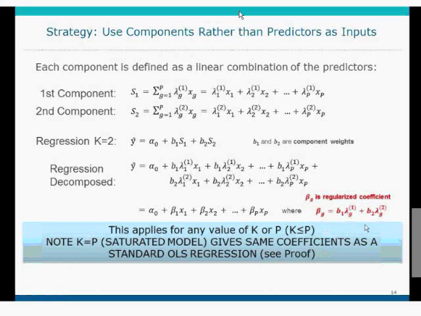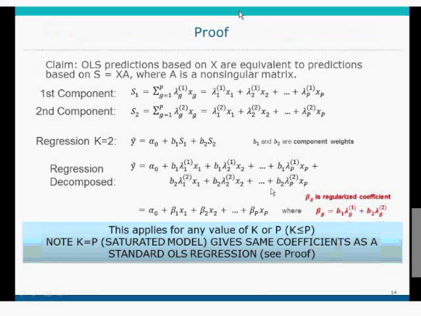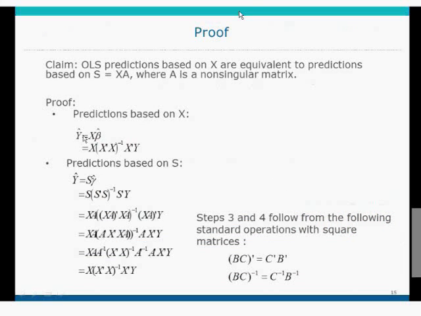Now let's look at a simple proof for the claim I made that it's equivalent to least squares regression. For least squares regression, we have y hat equal to x times beta hat. The least squares coefficients are (x prime x) inverse x prime y. Now instead of that, we have the components. So we have s times gamma hat, where gamma hat are the regression coefficients for the components. That's (s prime s) inverse s prime y.